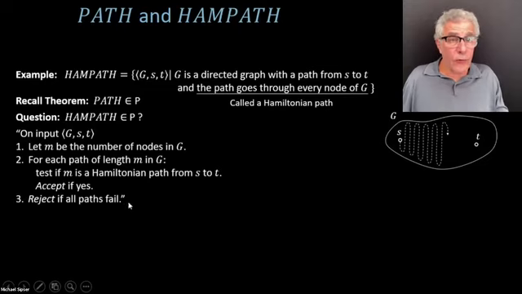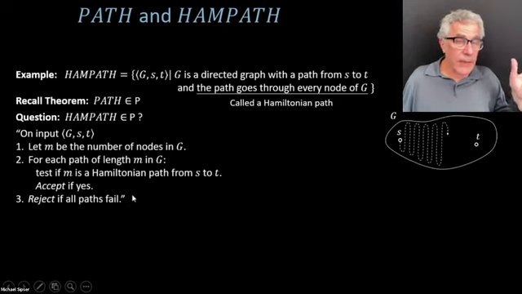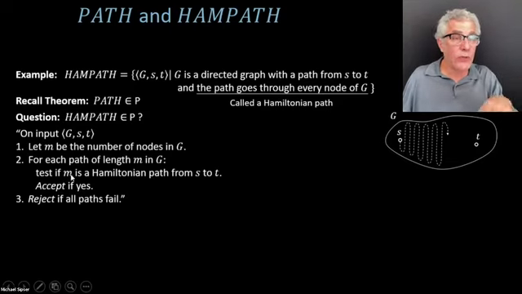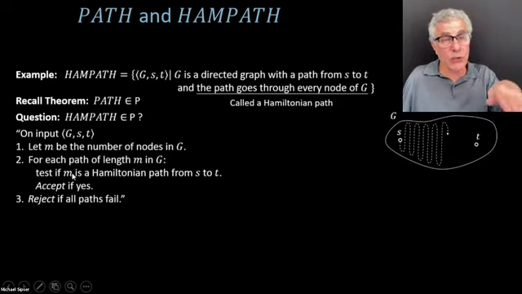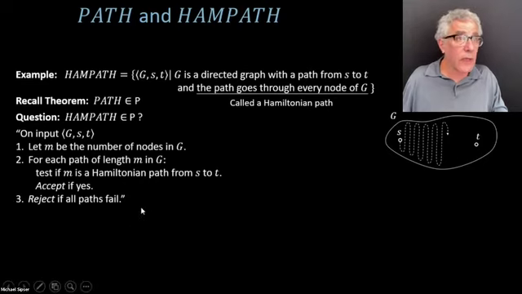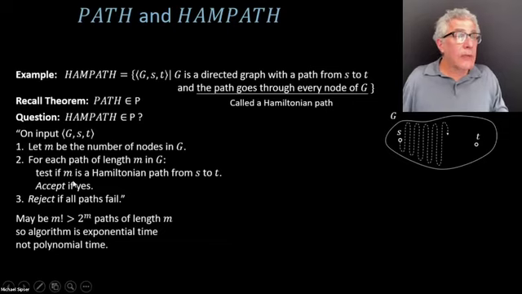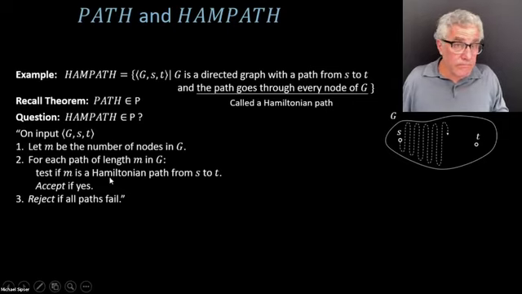And then if all paths fail, then I'll reject. So I'm going to try every possible routing through G. If you want to think about it, think of M as every possible permutation of the nodes of G, and then you're going to see whether that actually constitutes a path in G that takes you from S to T and goes through all of the nodes. So this algorithm would work. This would give you a correct algorithm for the hand path problem.